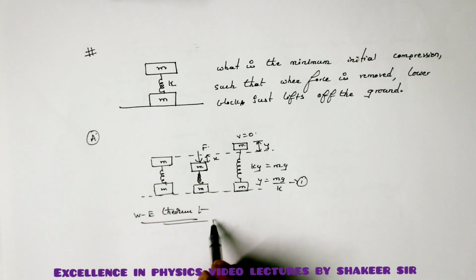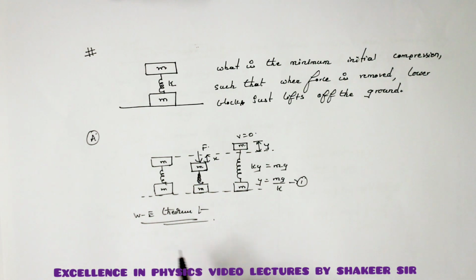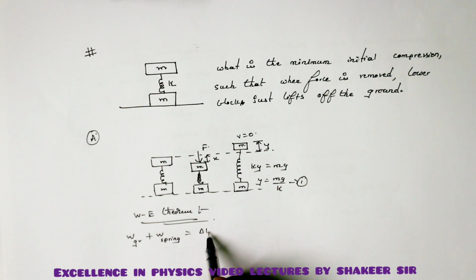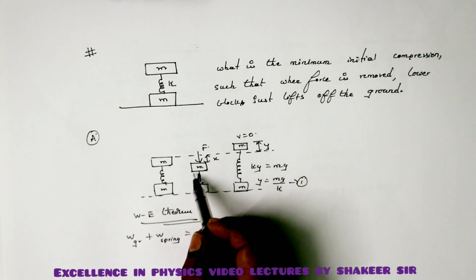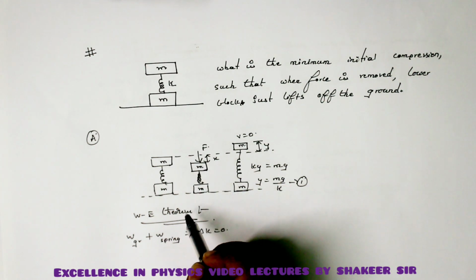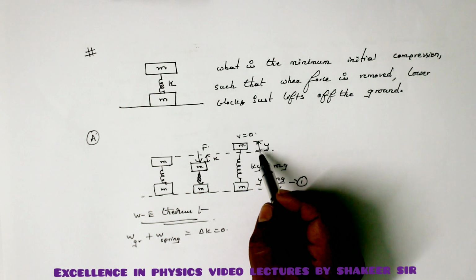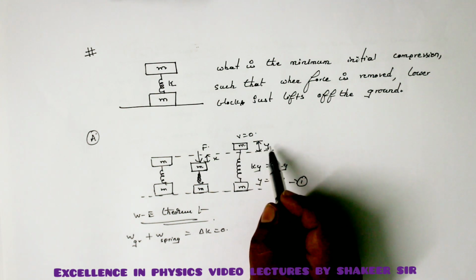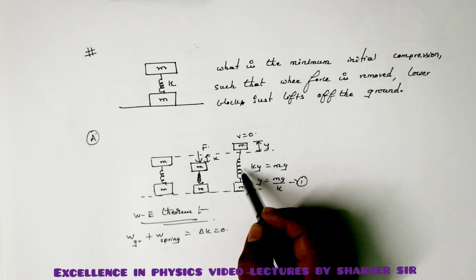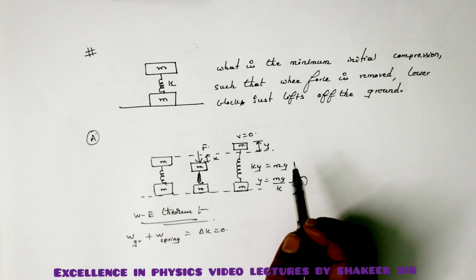So how many forces are doing work in this condition? Gravitational force is doing work, and the spring is doing work. These are the two forces which are doing work, and the total change in kinetic energy is 0. Because when we applied this force, this mass and this mass were at rest. Then after traveling a distance y from the mean position, this mass is also at rest, because we are studying the concept of minimum compression.